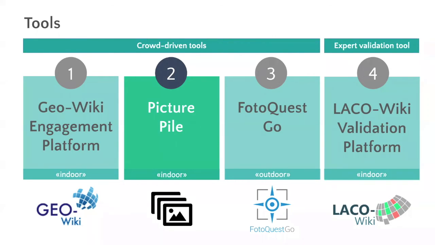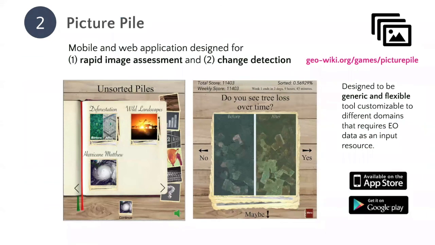So you cannot have crowdsourcing, you cannot have thousands or millions of people contributing data, if your task is too complicated, because they would try to engage, but you would lose a lot of people along the way, and your crowdsourcing task would become just an outsourcing task. So, coming to the crowdsourcing idea, for simple tasks where the level of complexity is not that difficult, we had a tool called Picture Pile. This is a web and mobile application designed for rapid image assessment or change detection.